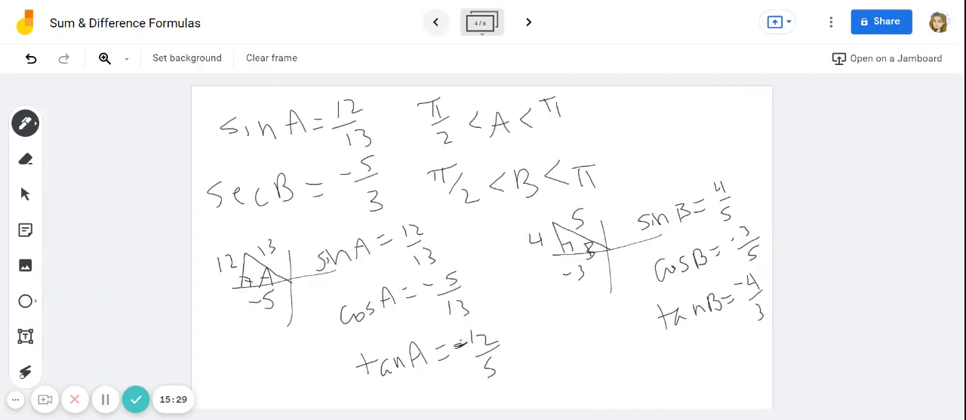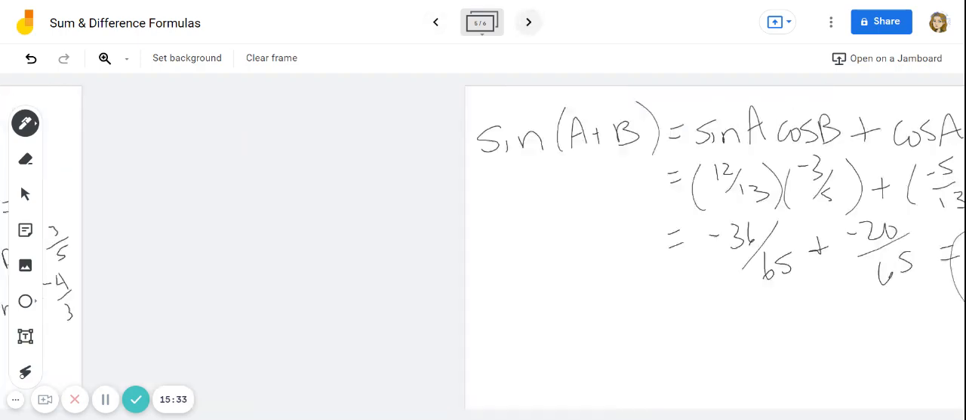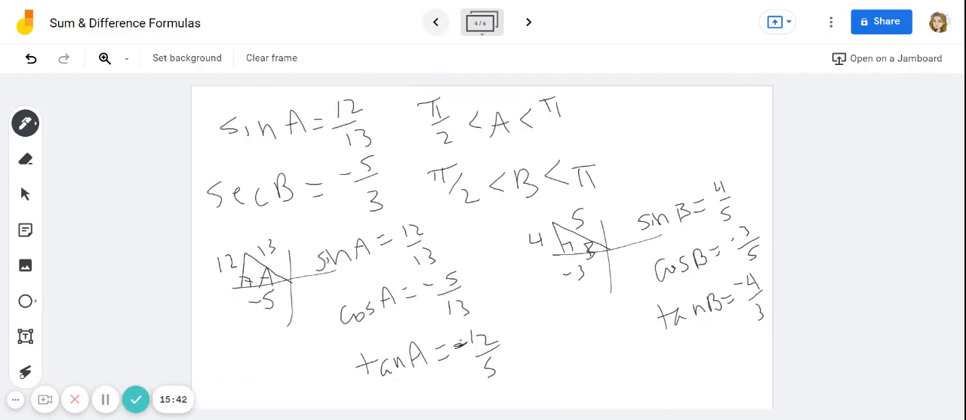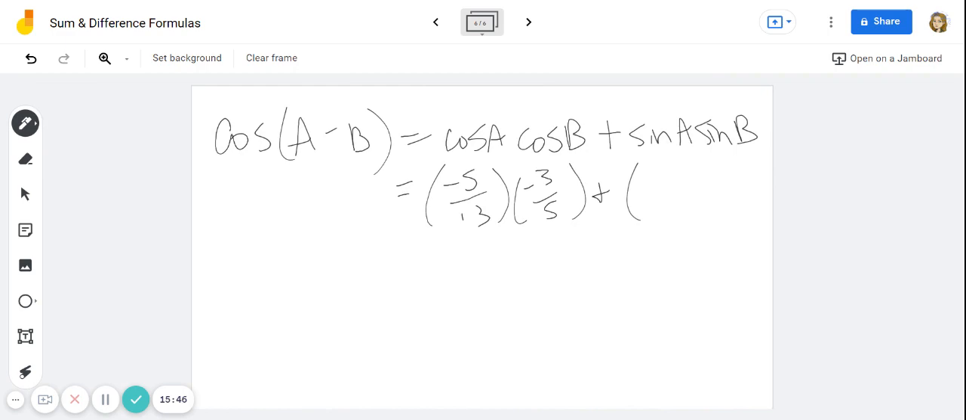I'm going to have to scroll back again. Cosine, negative 5 over 13 and negative 3 over 5, plus, now let's look at the signs, 12 over 13 and 4 over 5. All right, so negative 5 times negative 3 becomes 15 over 13 times 5 is 65.